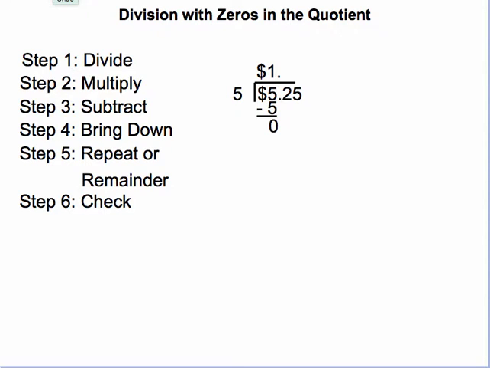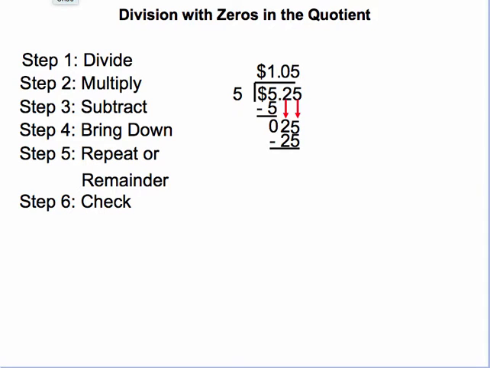Well, now we need to bring down the 2. And we can't make any groups of 5 out of the 2. So we need to bring down the other 5. And now we have 25. Notice that we put a 0 above the 2 as a placeholder. So how many groups of 5 can I make out of 25? Well, I know that 5 times 5 is 25.